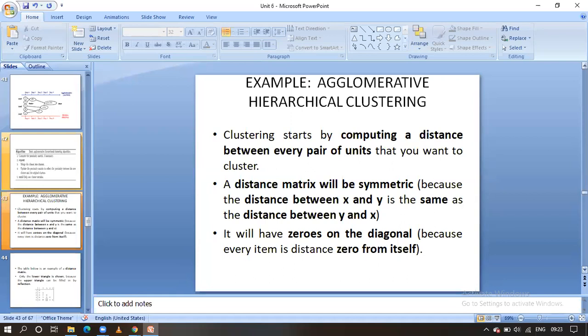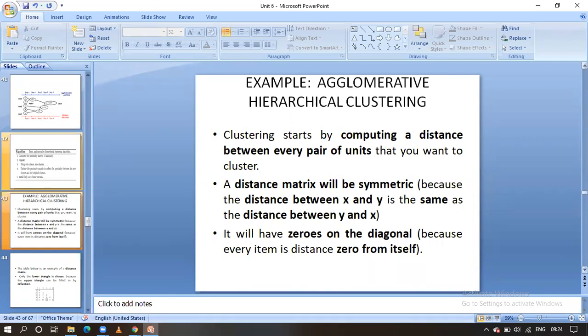Here they have taken one example related to the agglomerative hierarchical clustering. While preparing the distance matrix or proximity matrix, we have to find the distance between each pair of units, and that will be updated in the proximity matrix. Here the distance matrix is a symmetric matrix. Why? Because the distance from A to B is the same as the distance from B to A.